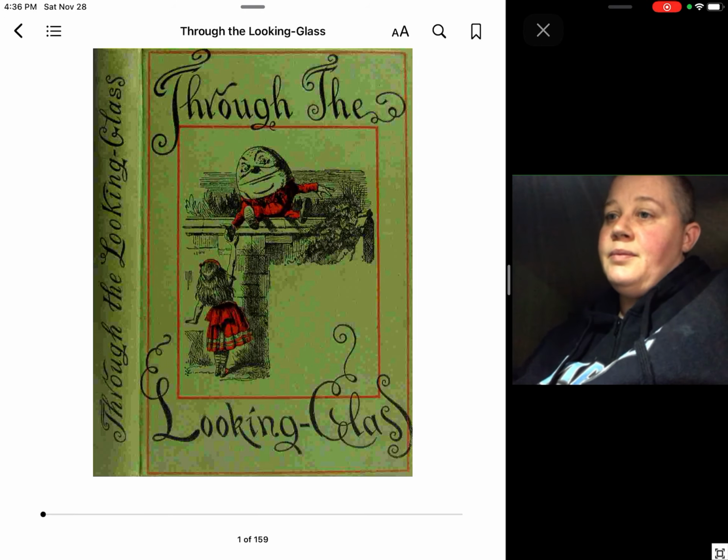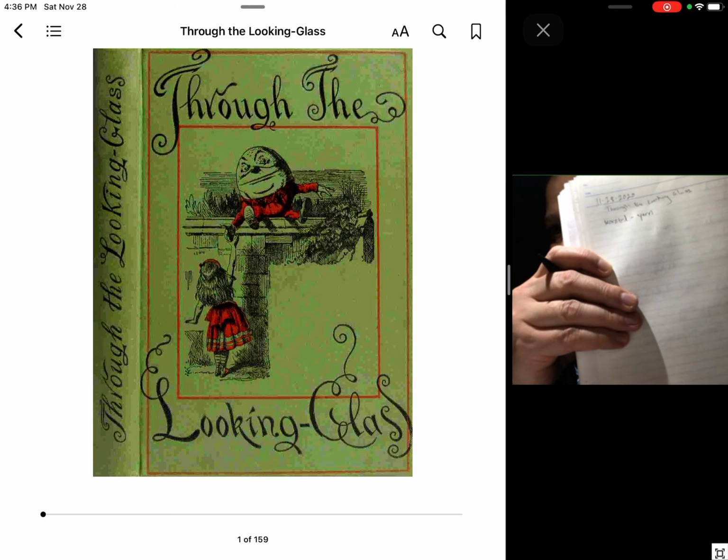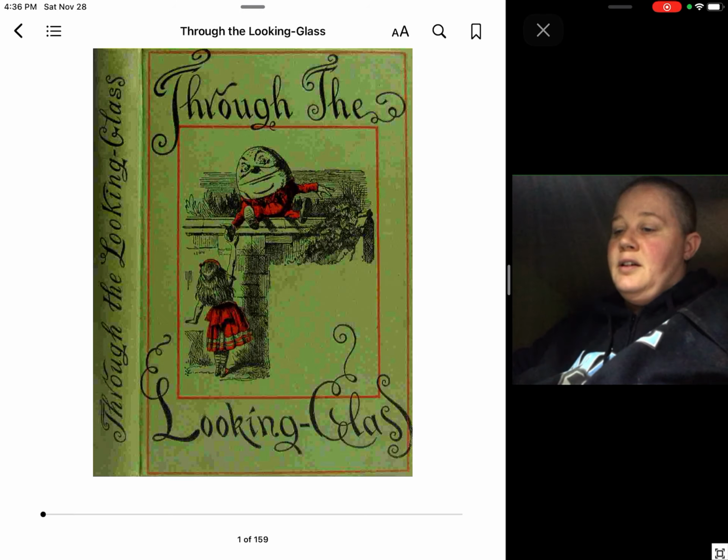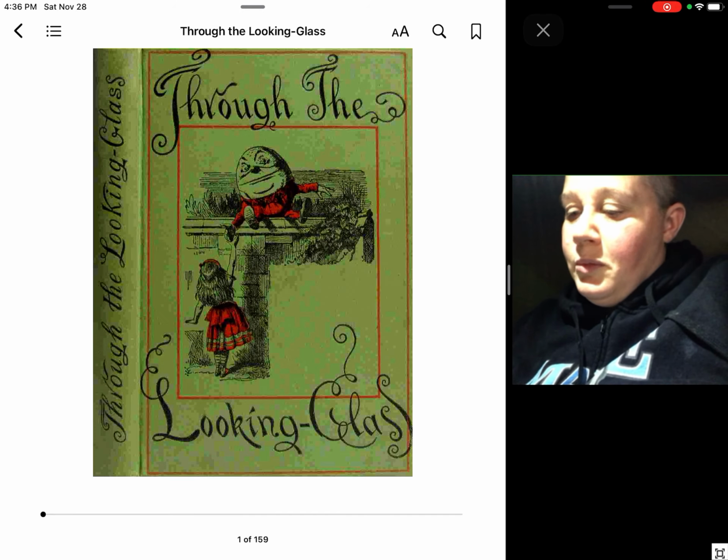And I was just mentioning earlier, I got my notebook. I have written in there the date, Through the Looking Glass. And I have to underline that because it's the title of a book. And it's by Lewis Carroll. He's the author. Now, what I was saying, when no one could hear me because I didn't have my volume on, is that this is a Project Gutenberg book.